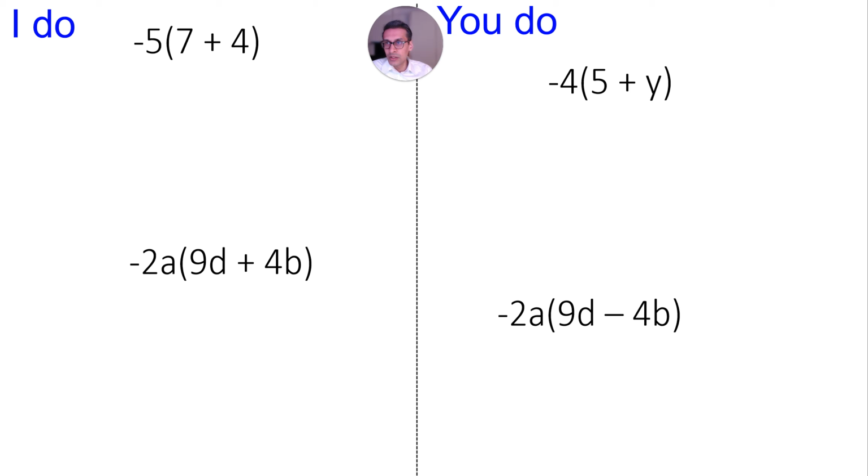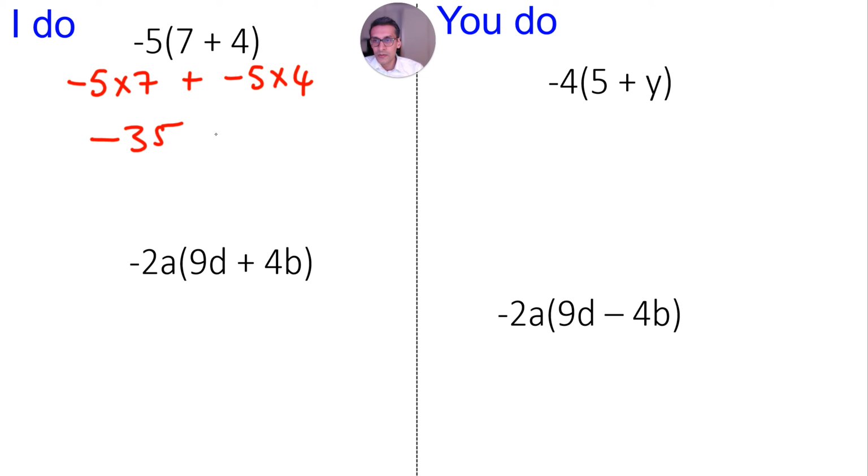Okay, we'll do some practice questions here. I am going to do the first question and then you can try the one on the right. So negative 5 times 7 plus negative 5 times 4, and that becomes negative 35 take away 20. Negative 35 take away 20 is going to be negative 55. Try the question on the right. You're not going to be able to simplify it as much as I've done this one.